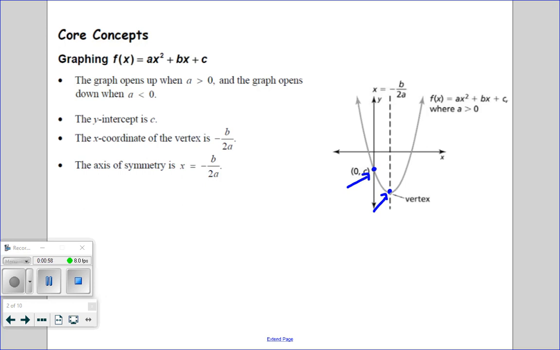Your vertex is still on the axis of symmetry, but that's shifted, so your y-intercept is a different point when that happens. So the y-intercept is still c, though. That's really helpful. Anytime you have your equation in front of you, you can always look right here at the end for your constant, and that immediately gives you probably the quickest, fastest point you can find on your parabola. But it is not always the vertex anymore.